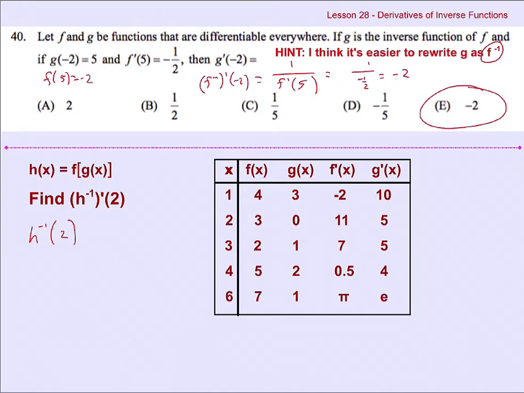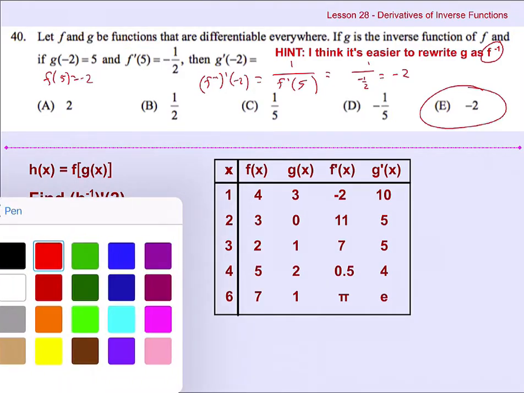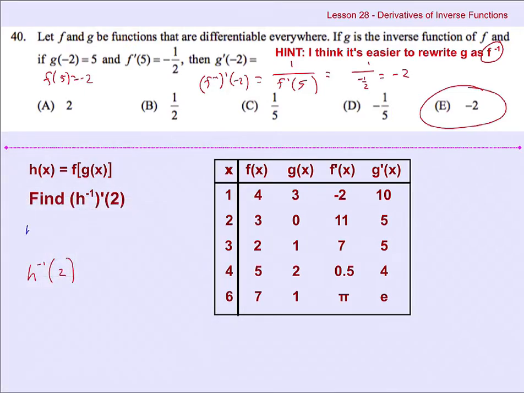Actually, I'm going to do that second, because according to the steps I gave you on the last page, we're going to find h prime of x first. So h prime of x is, well, if h is a composite, then its derivative is just the chain rule, f prime of g of x times g prime of x. We're going to hang on to that for just a moment.